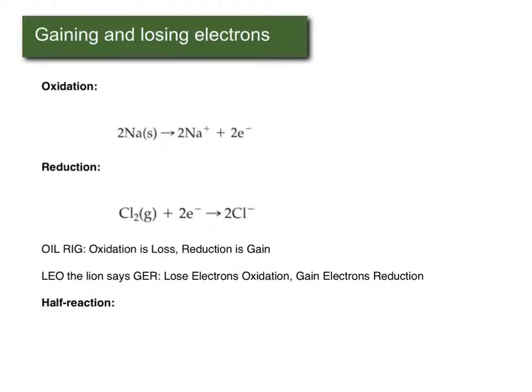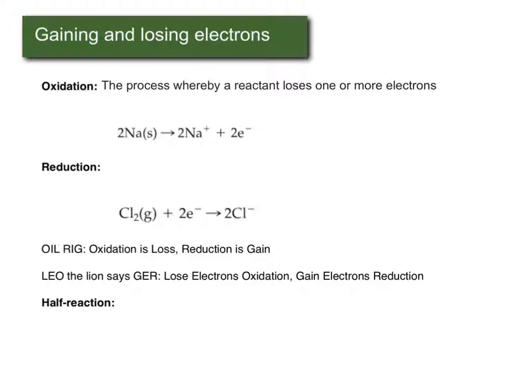Oxidation is the process whereby a reactant loses one or more electrons. And I have an example of that here. If you have sodium atoms and they each lose an electron, then they now have a positive charge. So solid sodium going to sodium with a positive charge, or sodium ion, is one example of an oxidation.